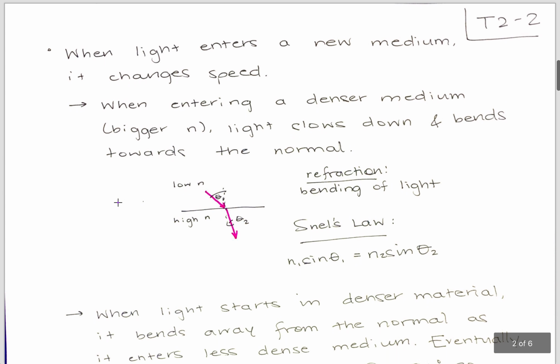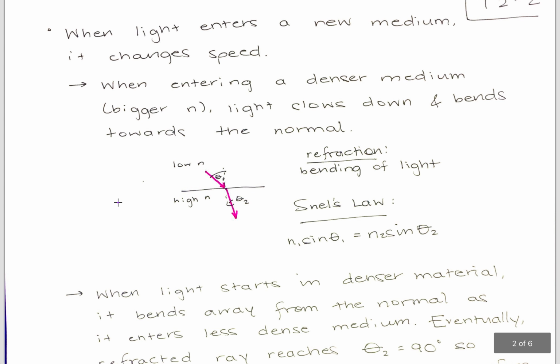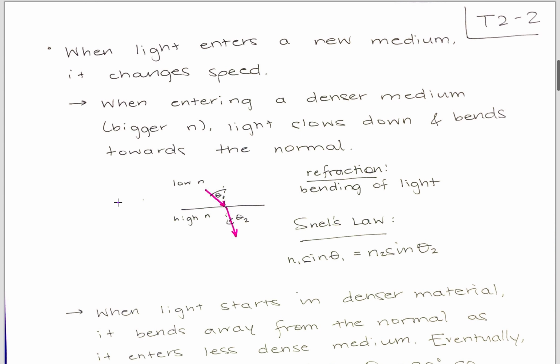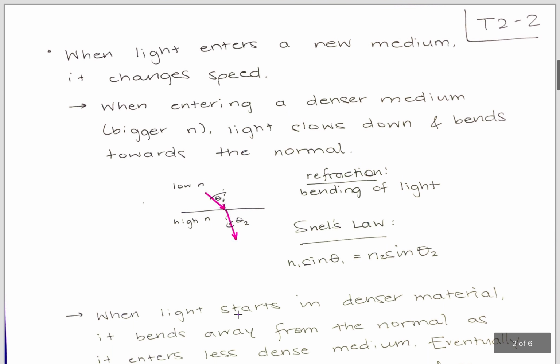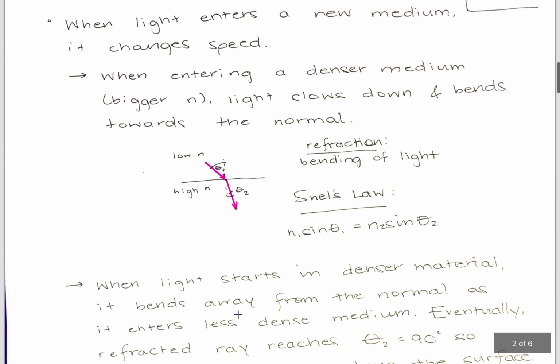All right, scooting along further. So when light enters a medium, it changes speed. We just saw that with the previous equation, n equals c over v. So when light enters a denser medium, that is, when n is bigger, the light slows down. In other words, v gets smaller, and thus it bends towards the normal. And we saw that when we were talking about the lawnmower example and things like that.